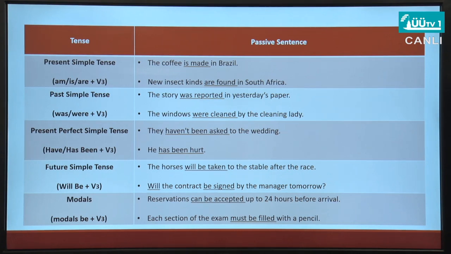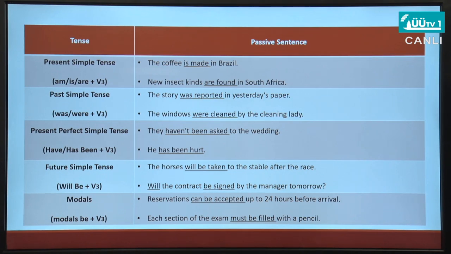So we turn active voice into passive using am, is, are plus verb 3, like here. The coffee is made in Brazil, or the new insect kinds are found in South Africa. In the past simple tense, be becomes was and were. So what we do is that we use was and were with verb 3, like the story was reported in yesterday's paper, or the windows were cleaned by the cleaning lady.